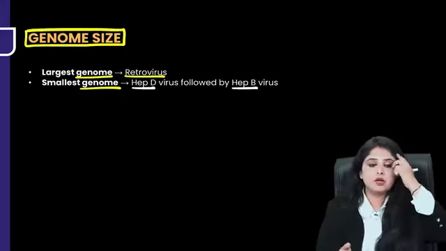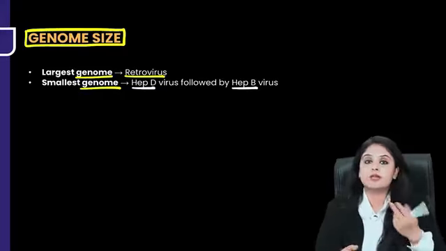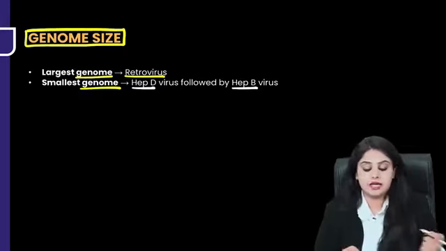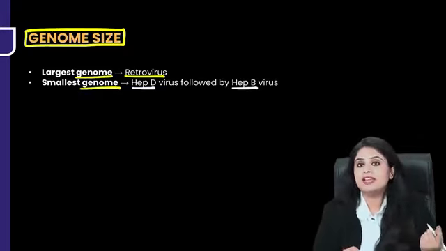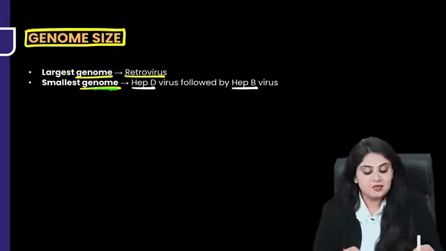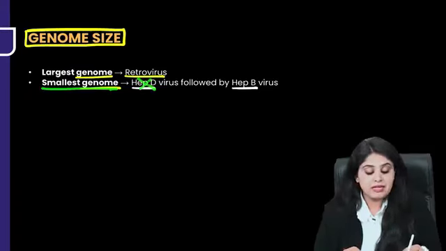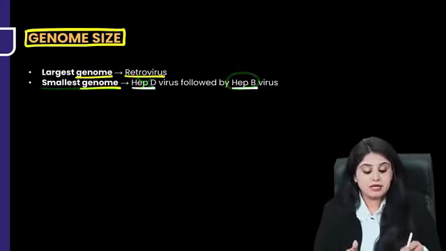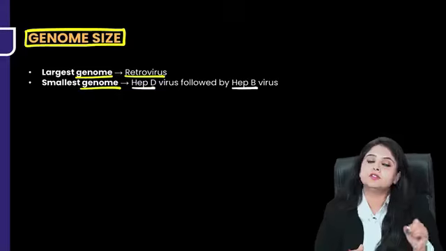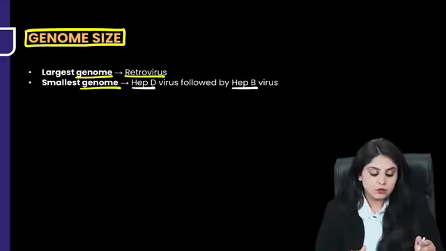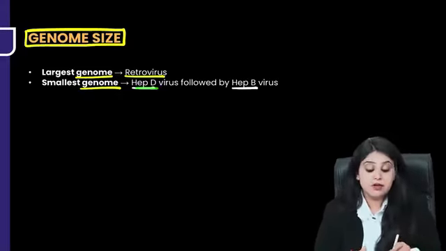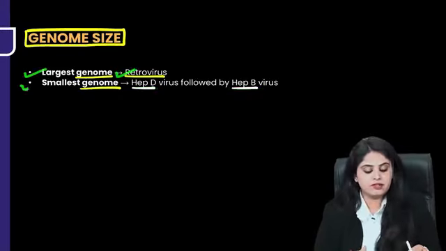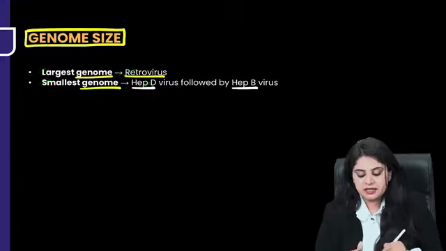So especially for FMG students, this came as a question in one of the years, important for NEET and INI also. How it came in the previous years was, they asked you who has the smallest genome, and hepatitis D was not in the options. Then I had to select hepatitis B by default. But if hepatitis D is written in the options, then I will go with D ideally. So please remember, it is hepatitis D followed, if not there, then by hepatitis B. So largest genome is retrovirus and smallest is going to be hepatitis D.